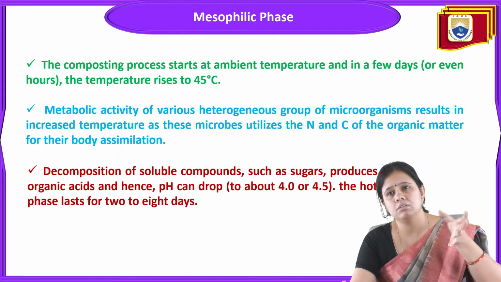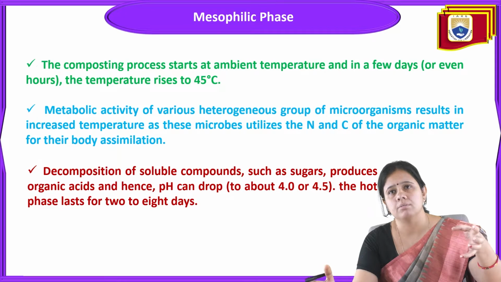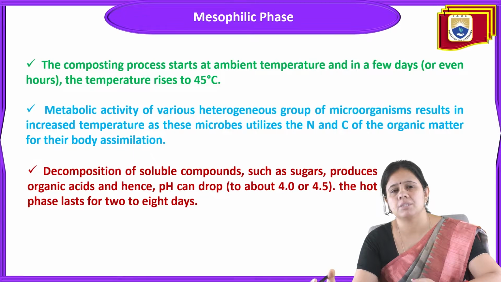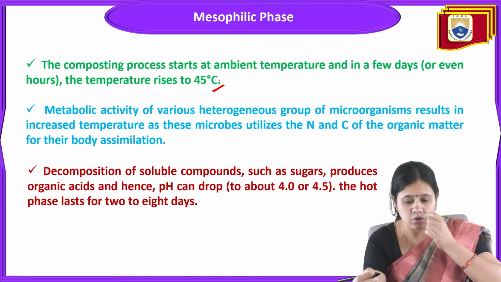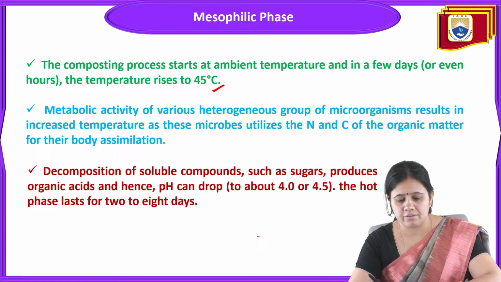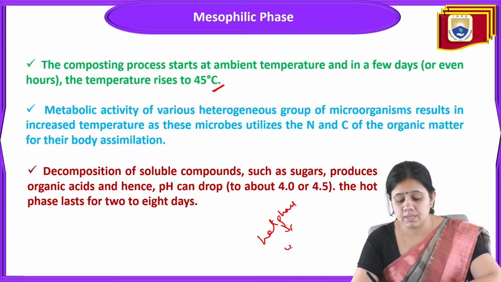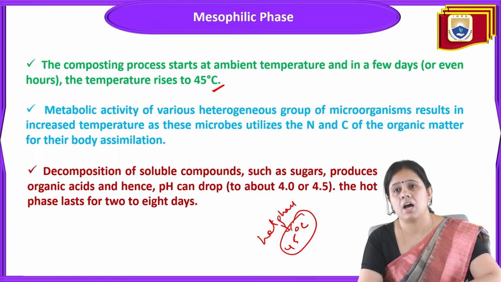When we put the waste into compost, first, what will happen? The composting process starts at an ambient temperature, meaning normal room temperature. In a few days or even some hours, the temperature rises to 45 degrees Celsius. That's why this is called the mesophilic phase, the hot phase.